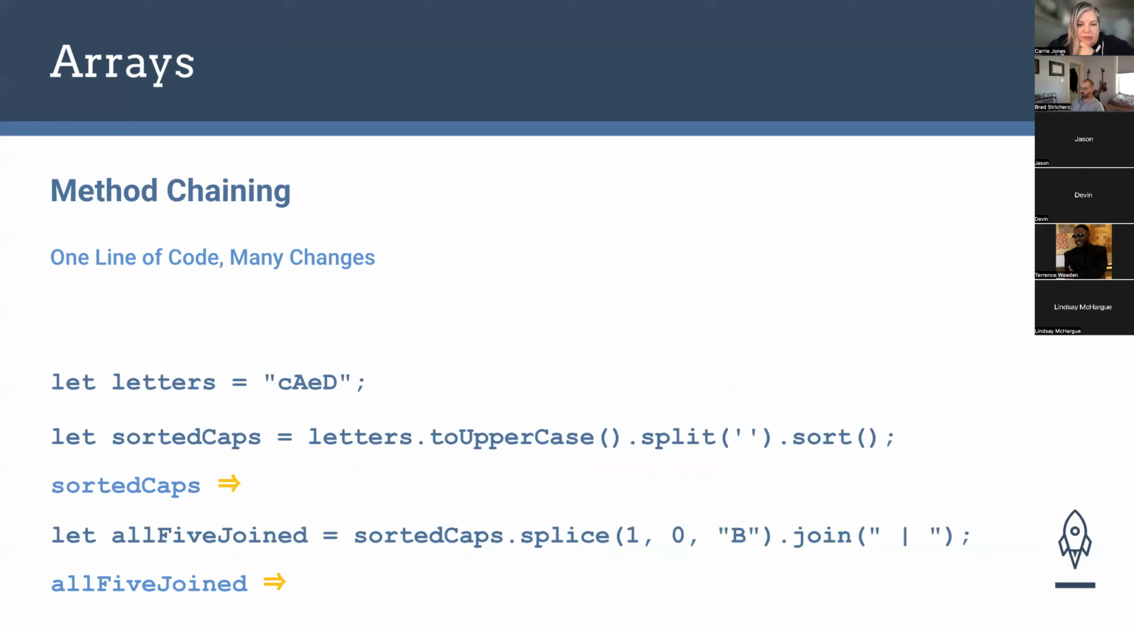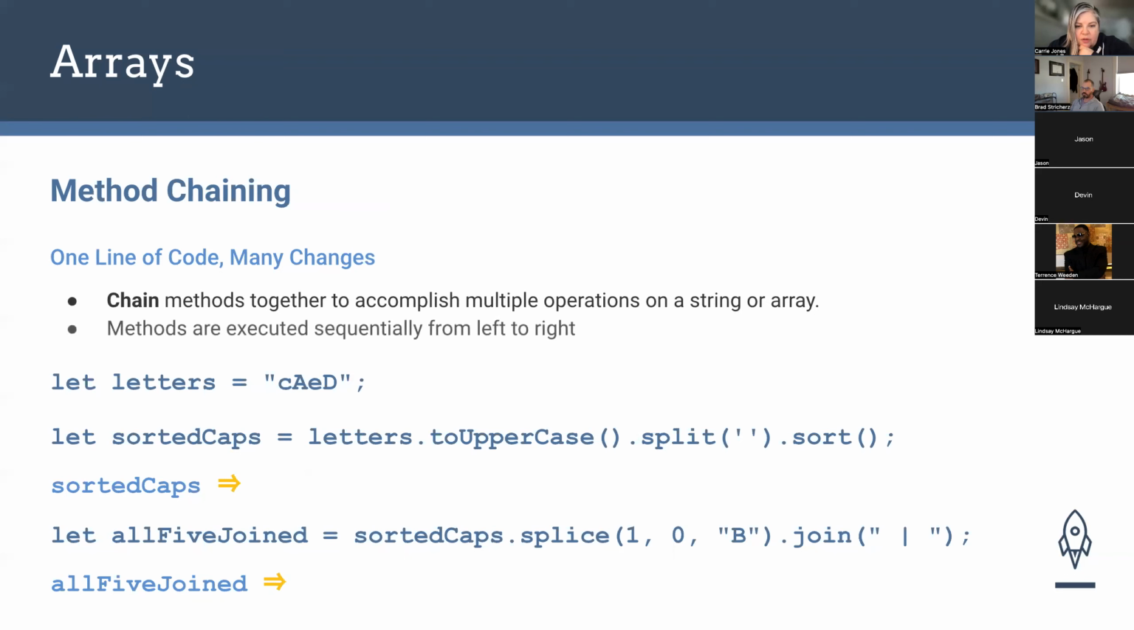Okay, I want to talk for a second about method chaining. You'll want to get comfortable with this because it's very practical. You can call many different methods all in one line of code. All that really matters is that you do them in the right order. They're executed sequentially from left to right. So you start with the thing that you want to operate on.